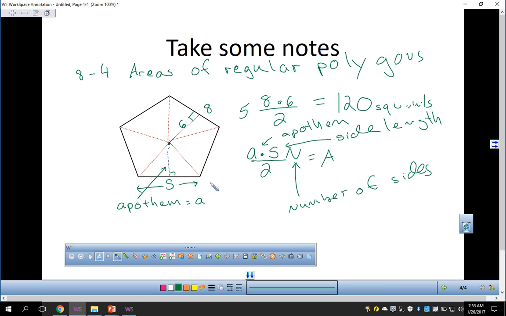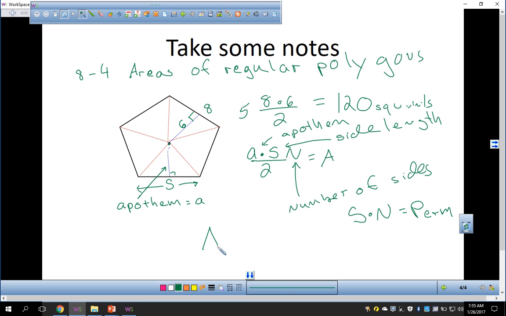So another way to write this formula, what do I get if I multiply S times N? If I know the side length times the number of sides, what do I get? What's that called? That's called the perimeter, right? So I could write an equivalent formula that says the area of a regular polygon is equal to either, the way they have it on your sheet, I think, 1/2 ASN, right? Is that what I have on the back side? 1/2 ASN? ANS, ASN, doesn't matter.